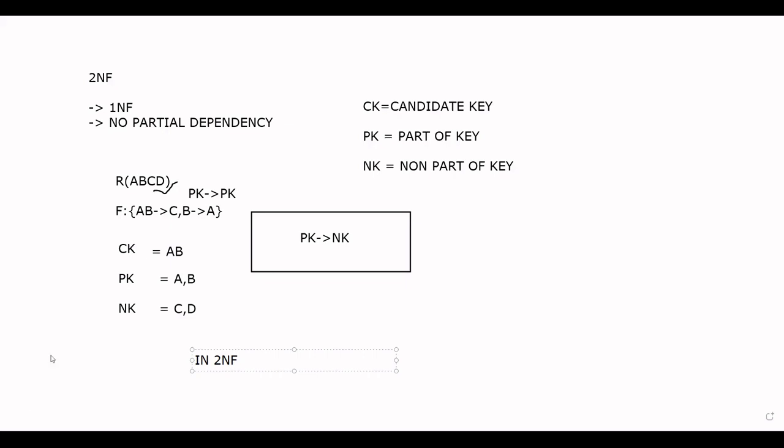Okay, now write down the constant. Two, and it deals with partial dependence.